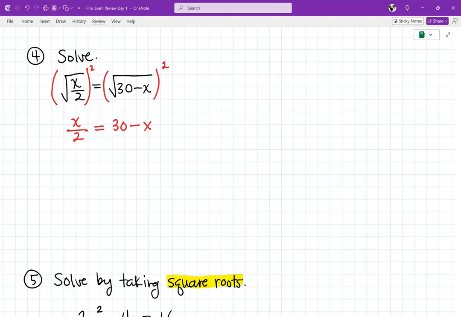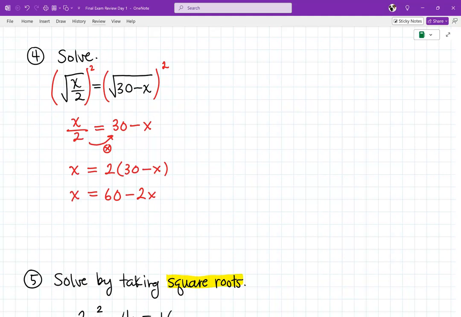Now at this point, I got to get rid of the division by 2. So the opposite of division by 2 is multiplication by 2. I'm going to multiply this 2 over to the other side. So that becomes x equals 2 times 30 minus x. Let me go ahead and distribute that. x is equal to 60 minus 2x. And now all I have to do is get my variables put together and then divide, and I'm done.